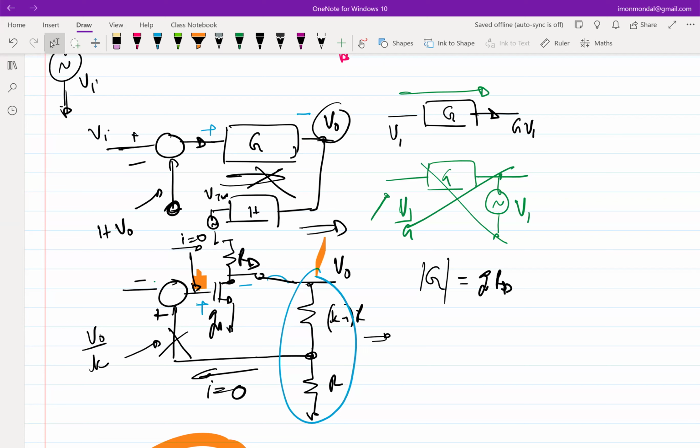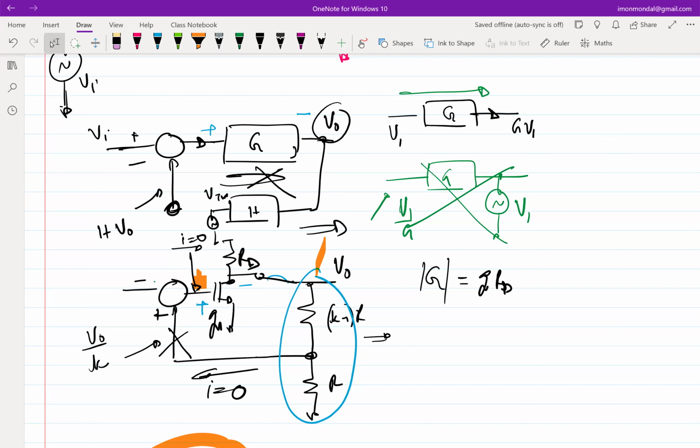Okay. So his question is, if we had simply removed RD, and in this case this (K minus 1)R is loading the transconductor, then why put the RD? Simply get rid of RD, open circuit RD, which in fact will work. But why do we need the RD?